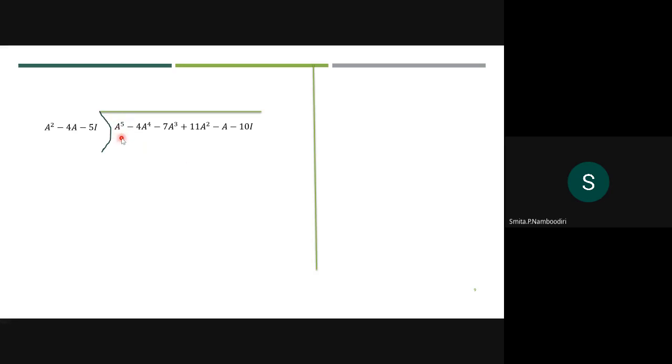फर्स्ट किससे मल्टीप्लाई करना पड़ेगा ताकि a raised to 5 मिलेगा हमको? We have to multiply by a raised to 3. So multiplying by a raised to 3, तो पूरे तीनों टर्म्स को a क्यूब से मल्टीप्लाई करेंगे तो क्या आ जाएगा? a raised to 5 minus 4 a raised to 4 minus 5 I into a cube will become a cube. तो ये आ जाएगा a raised to 5 minus 4 a raised to 4 minus 5 a cube.